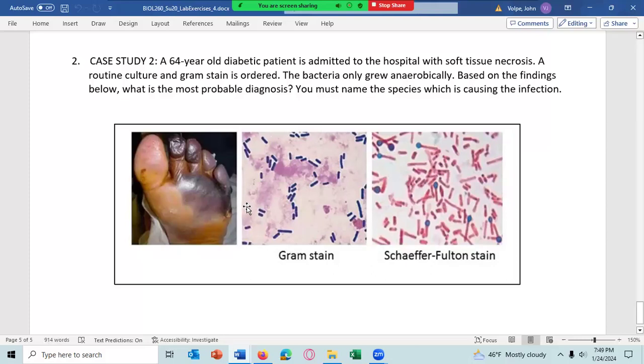So you can't say something like diabetic tissue disease, because that's not a species causing the infection. And you can't say something like, that looks like a gram positive to me. That's not an answer either. You have to name the species. And there's the Schaefer-Fulton stain, and the gram stain and the Schaefer-Fulton stain are providing you with enough information to answer the question.